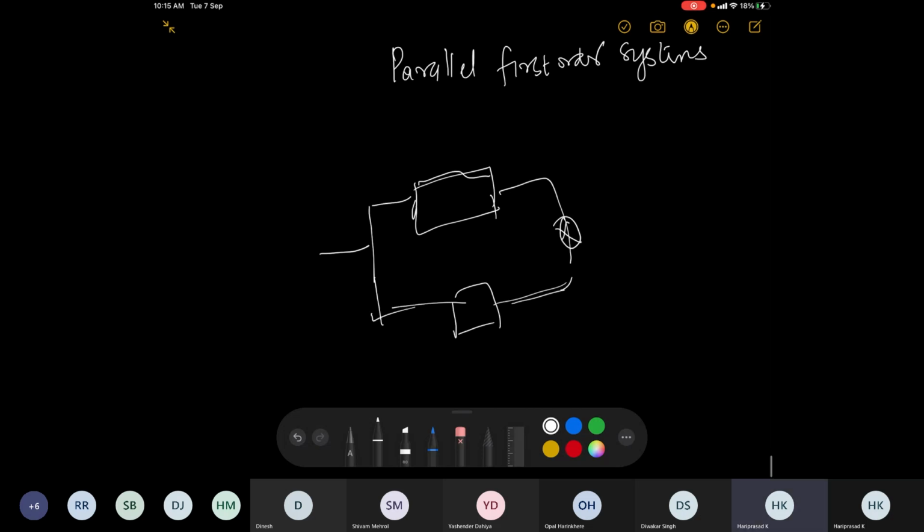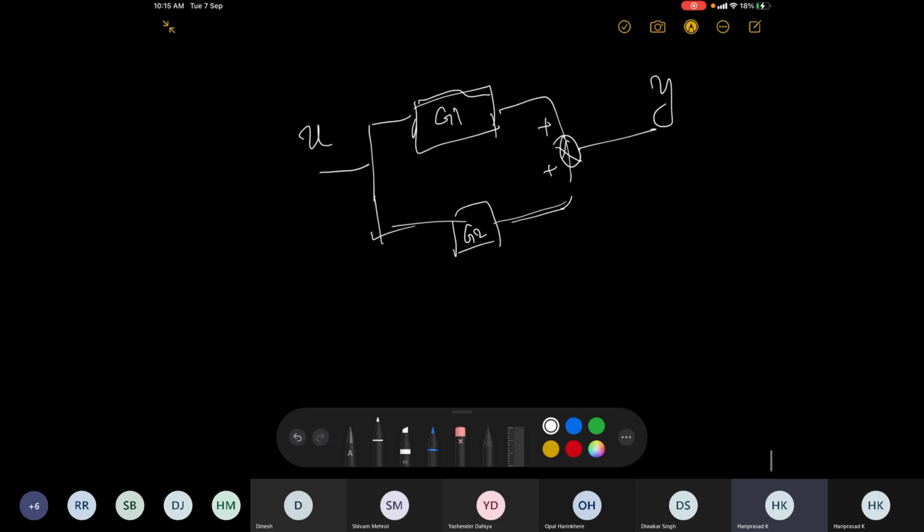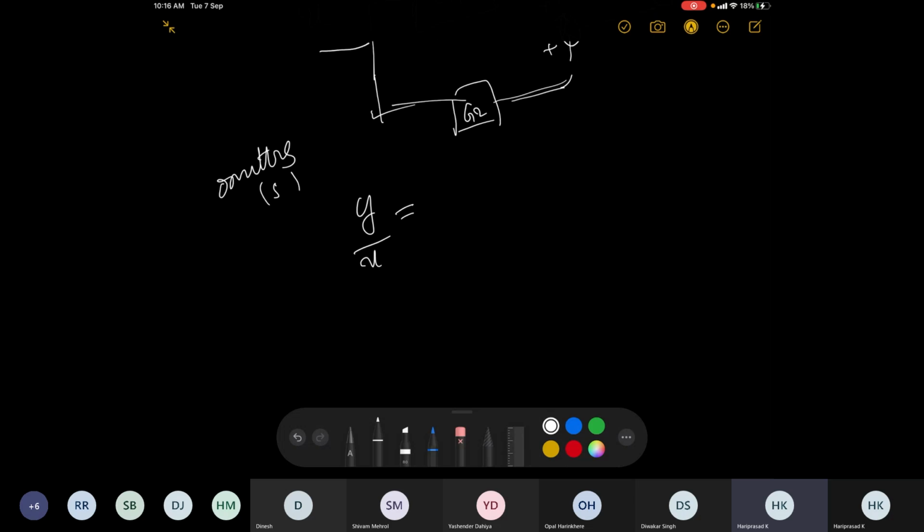Finally, you merge them. You have only one input u, and a G1 and G2. It gets split into G1 and G2 and again gets merged, and finally you will get your Y. So what we are saying here is that Y by U, I am deliberately omitting S, as U and Y are functions of S.